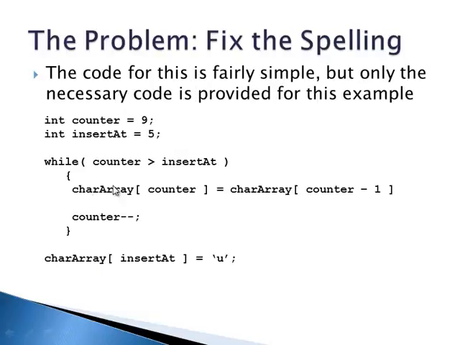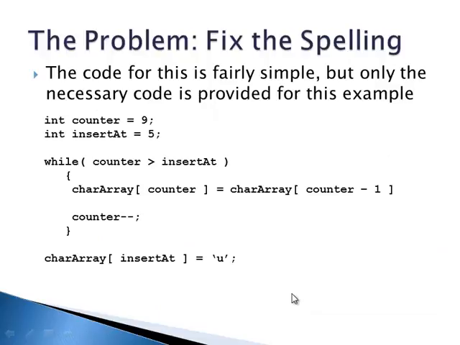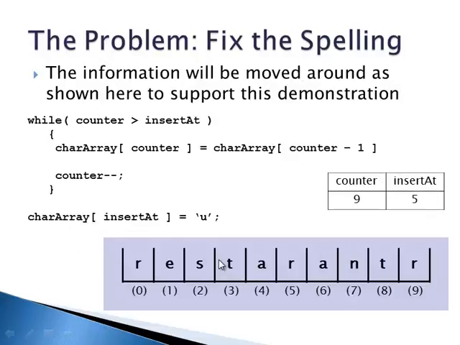We will start with a counter that is also the size of the array. It is how many letters are in the array. And we'll have an insert at, which is the element at which we want to place the U. We're going to loop till we get to that point. Once we get to that point, then we will stick our U into that slot. So we'll go ahead and get started.